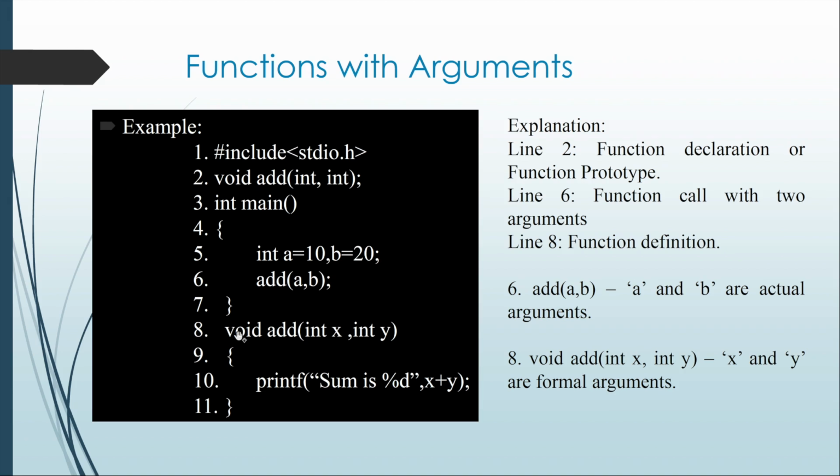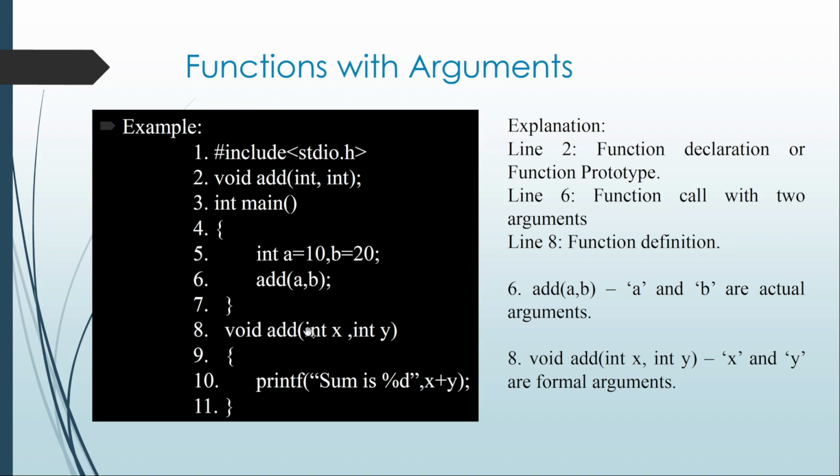Then comes my function definition. In the function definition, I have to mention the formal arguments. So this is called as actual argument and this is called as formal argument. What is actual argument? Actual argument is the argument which is available inside your main function, like a is equal to 10, b is equal to 20. These are the two variables I'm having, and these two variables I'm passing as argument. So inside this main function, these two variables are called as actual arguments.